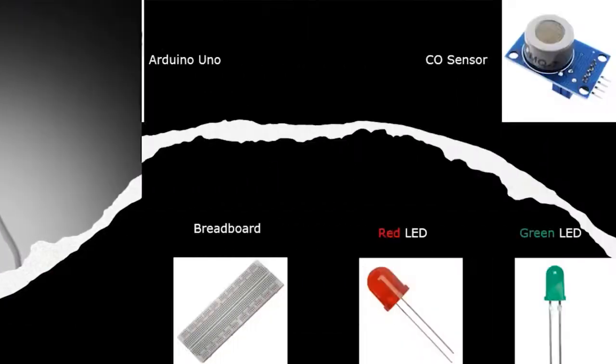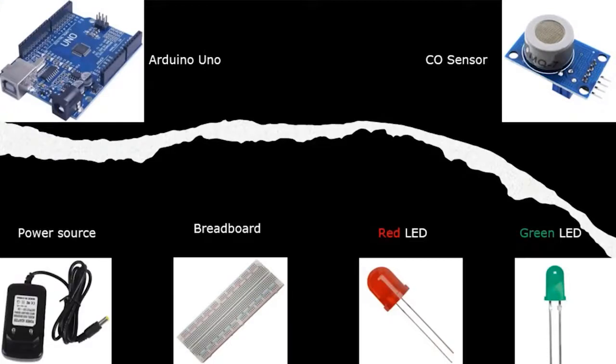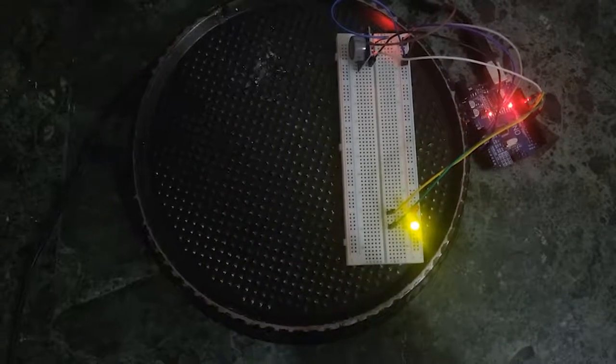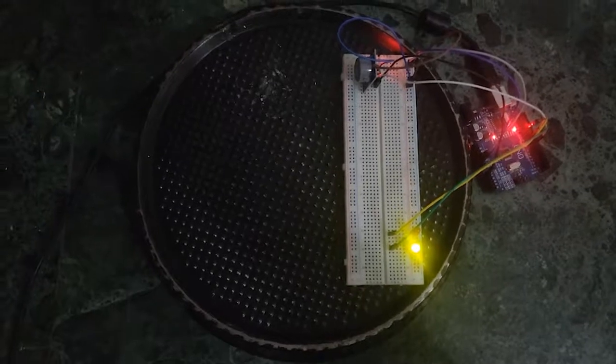Beginning first of all with the components, we have the Arduino Uno, the CO sensor, the red and green LEDs for indication, and of course the breadboard that links everything, and finally the power source. This video will be a demonstration of the project.